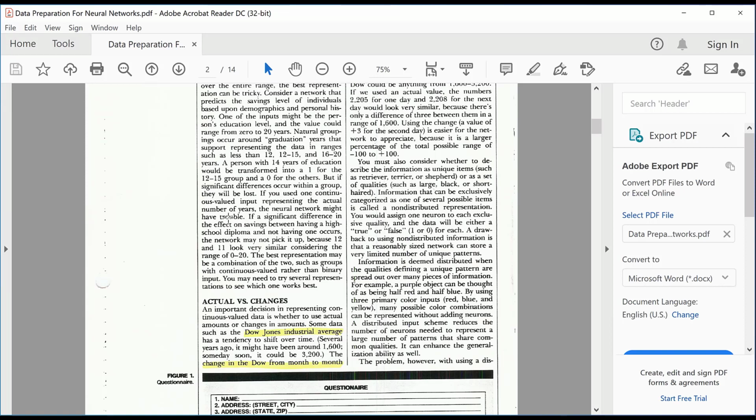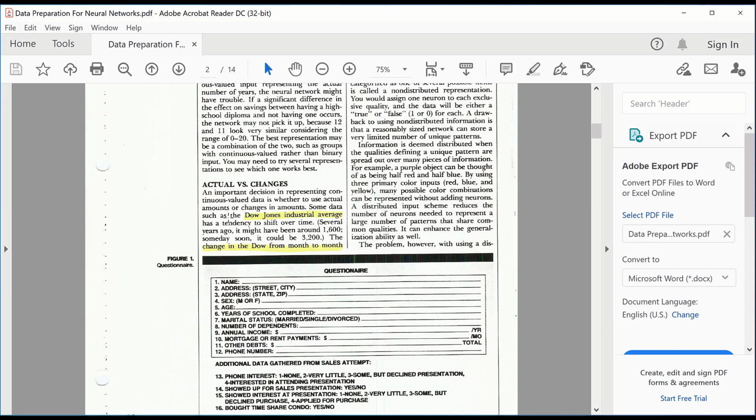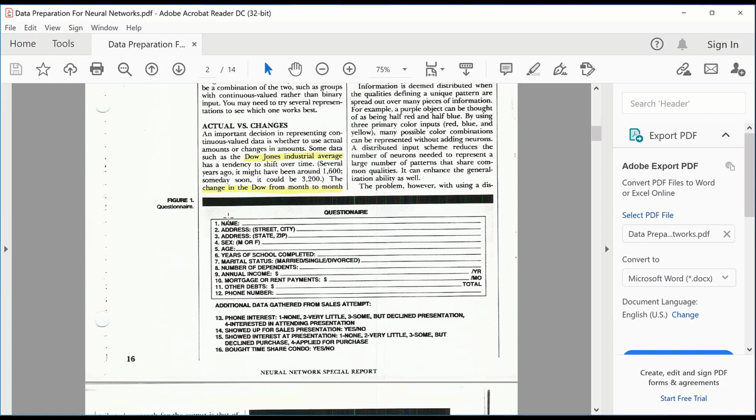And they go through a nice example of whether you're interested in buying a condo or not. They collect your name, address, sex, age, marital status, years of school, and they're trying to predict how likely you are to buy a condo so that they know whether to target you with a robocall, which you then hang up on and don't listen to.